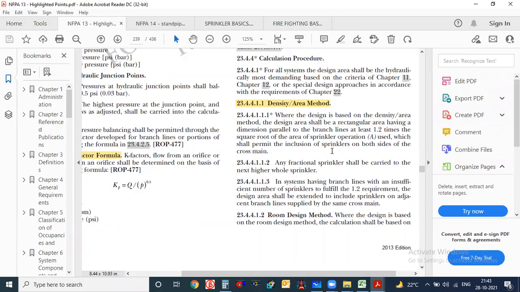So this density area method, one formula is written actually here. If you observe this point, one formula is written where the design is based on the density. The design area shall be a rectangular area having a dimension parallel to the branch line at least 1.2 times the square root of area of sprinkler operation. So this is the formula. Based on this formula, we can get the number of sprinklers and the flow, everything we can get. This is the density area method.